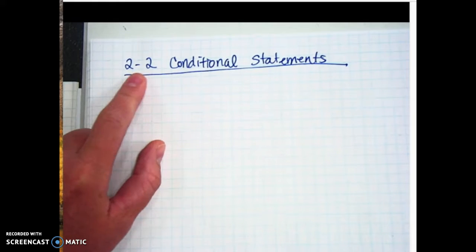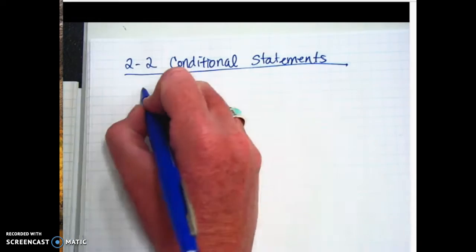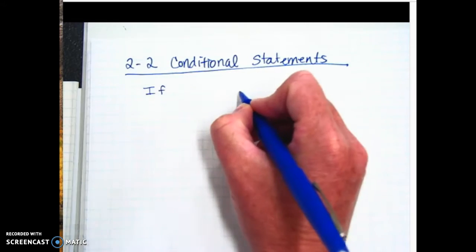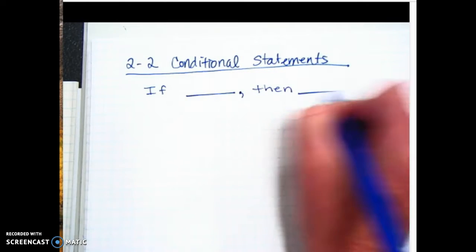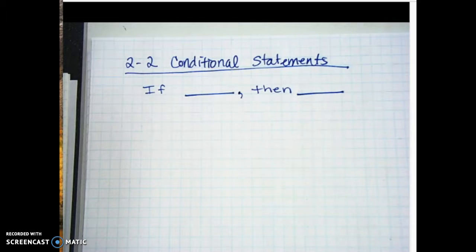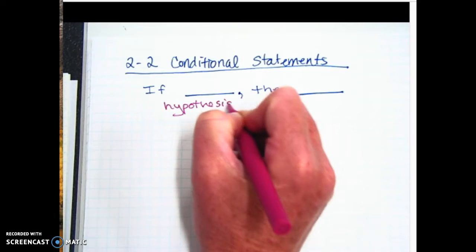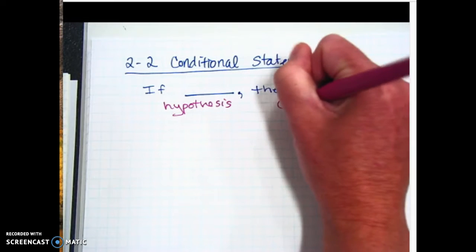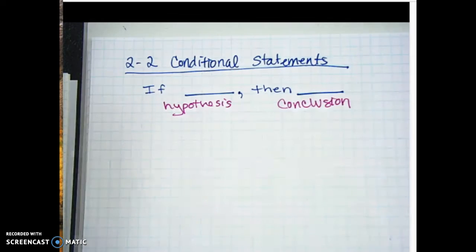So chapter 2, section 2 is called Conditional Statements. And a conditional statement basically has two parts. There's an if part, and then there's a then part. Okay? We're going to call the if part the hypothesis, and the then part the conclusion. All right, so you have a hypothesis and a conclusion.